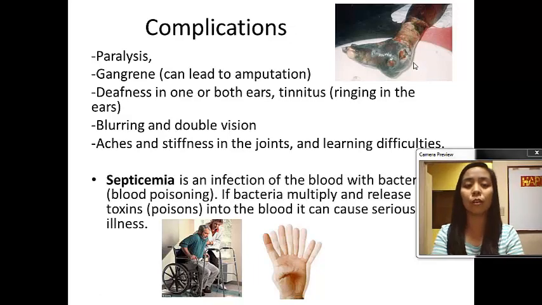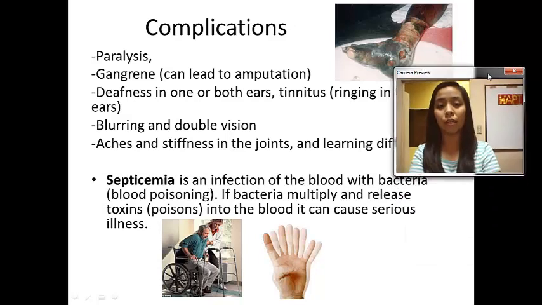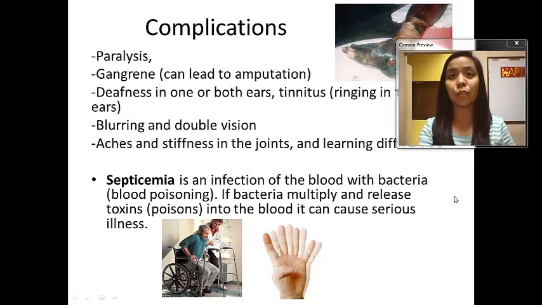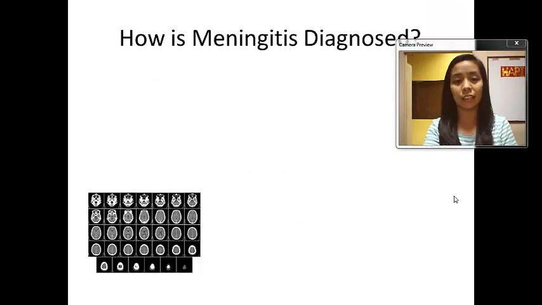The most common or major complication of meningitis is septicemia. It is the presence of numerous bacteria in the blood which are actively dividing. It can lead to organ dysfunction. It is a serious illness, often fatal.